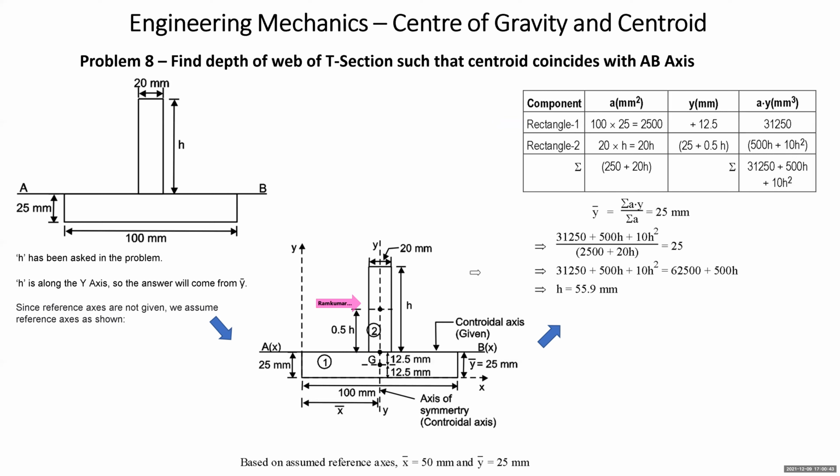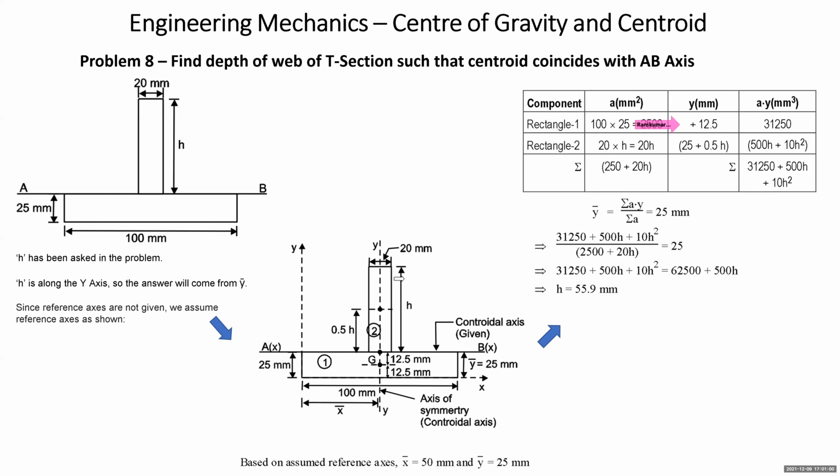Rectangle 1. What is its area? 100 into 25. This is the centroid of this rectangle. This point is above the x-axis. This is my assumed x-axis. The centroid of rectangle 1 is above the x-axis by 12.5. So I'll write it plus 12.5.